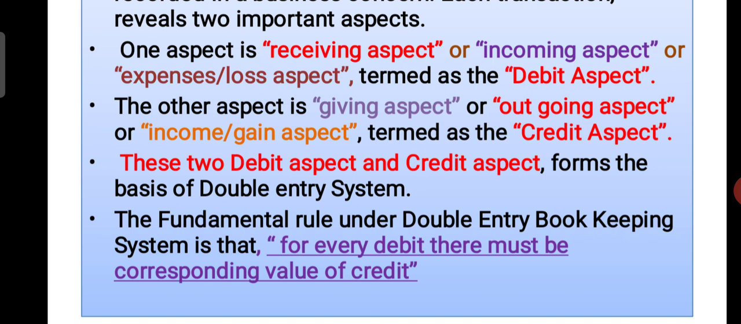If you spend some amount, then that is called expenses aspect. So when you find these types of aspects in the transactions, either receiving aspect or incoming aspect or expenses or loss aspect, that is called as debit aspect. Okay children, try to understand it. Debit aspect means nothing but either it may be receiving aspect or incoming aspect or expenses or loss aspect. Okay, I hope you understood one aspect of a business transaction.